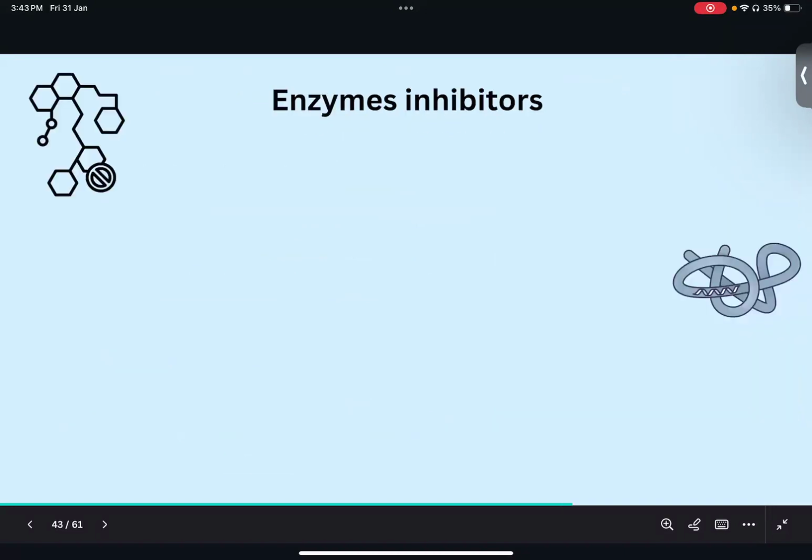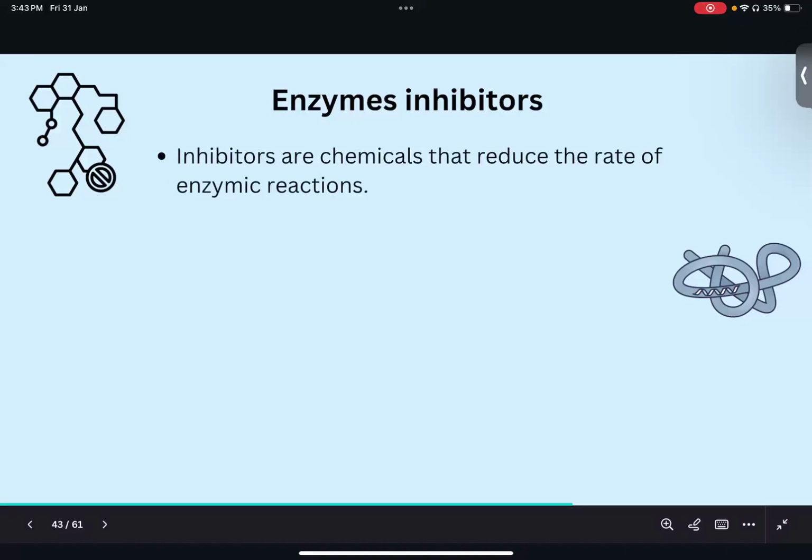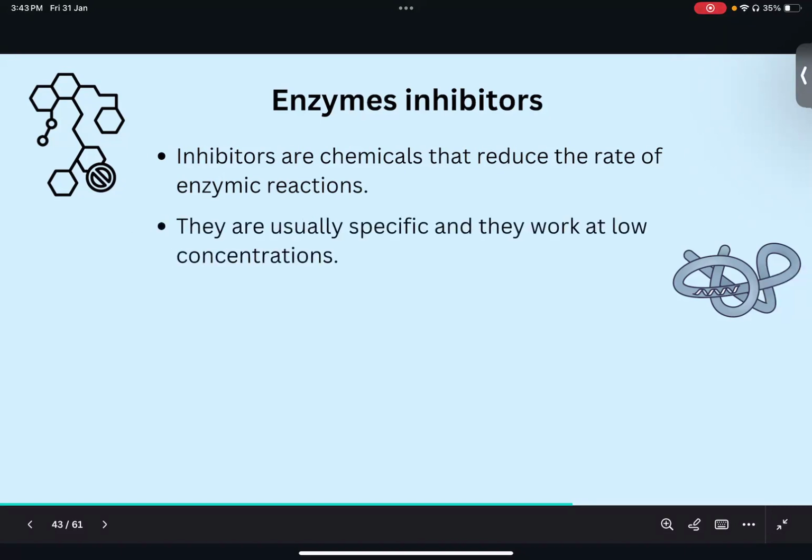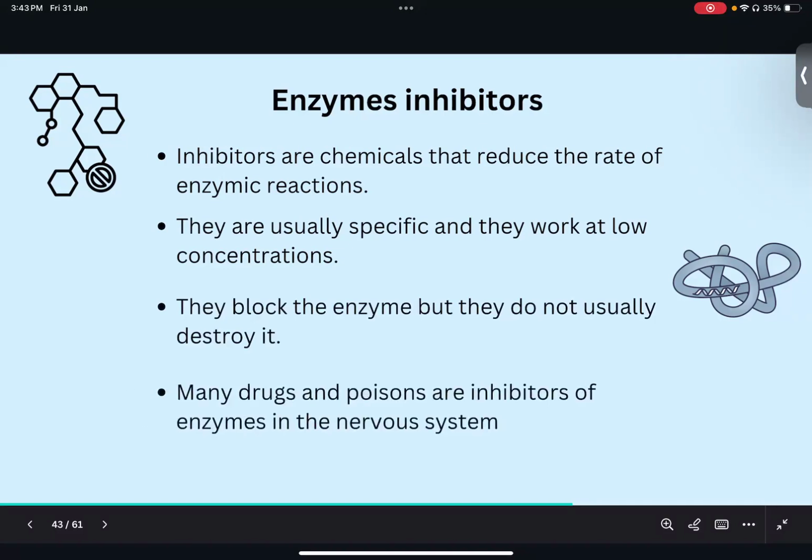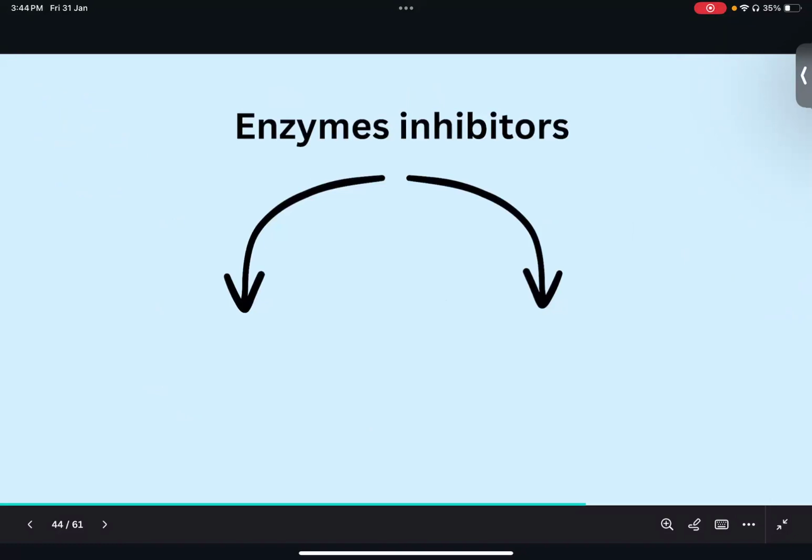Okay, enzyme inhibitors. Enzyme inhibitors are chemicals that reduce the rate of enzymatic reactions. They are specific, and they work at low concentrations. They block the enzyme, but they do not usually destroy it. They just block the enzyme. And we have many types of poisons that work on the nervous system. We have two types of enzyme inhibitors.